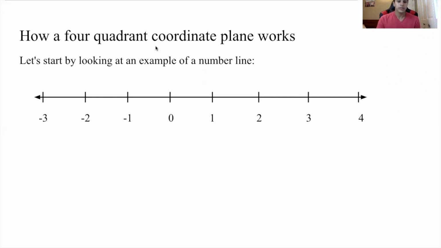Now, you've probably worked with number lines in the past. They run from negative infinity to positive infinity. So this is why we have the arrows at the end here, to show that this number line extends on forever from 0 all the way to infinity and from 0 all the way to negative infinity to the left. Now, the part of the number line that we can see goes from -3 to 4.